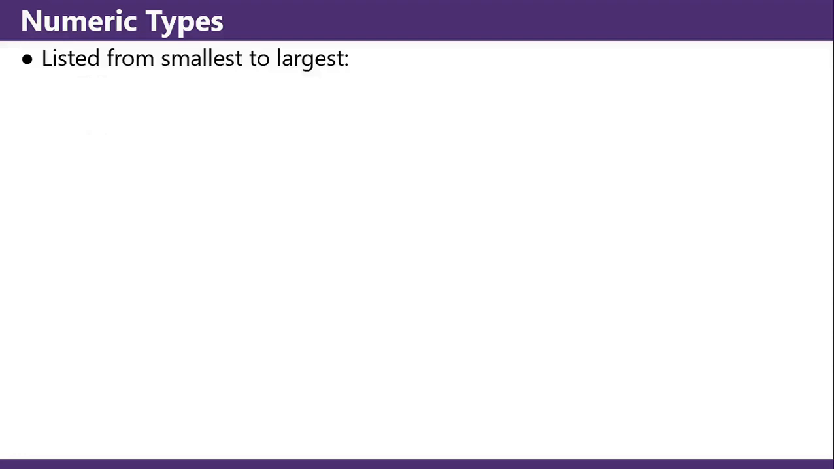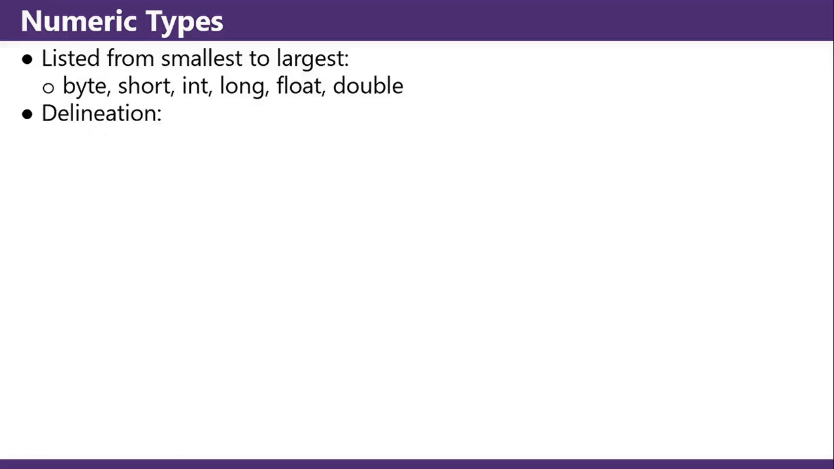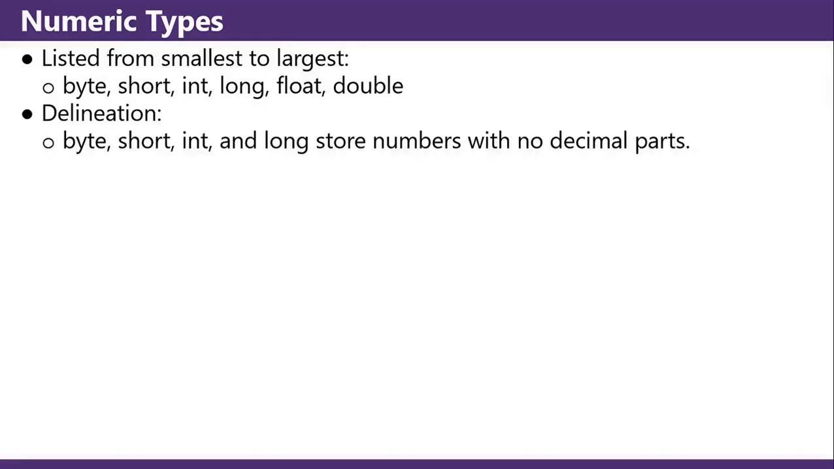Numeric types, listed from smallest to largest: byte, short, int, long, float, and double. Delineation: byte, short, int, and long store numbers with no decimal parts. Float and double store decimal numbers.